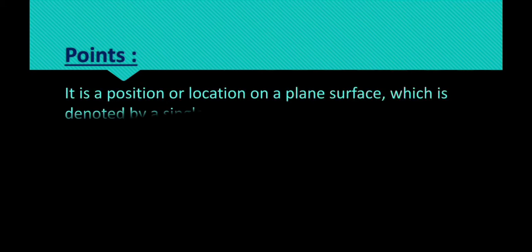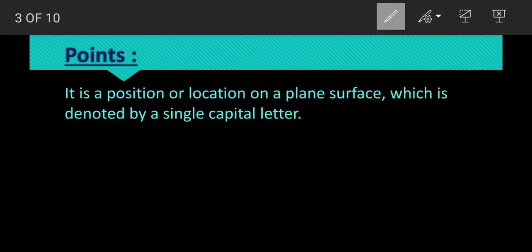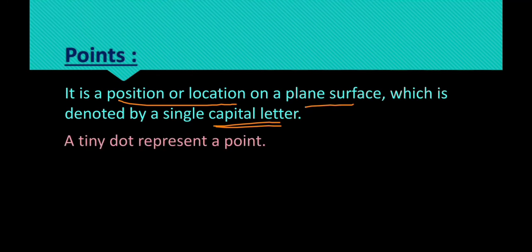Now come to the terms of geometry. First one is point. It is the position or location on a plane surface which is denoted by a capital letter. A point is the position or location of any object on the plane surface, and it is denoted by a capital letter, or we can say that a tiny dot represents a point. While we are putting any dot on the surface, that represents a point.